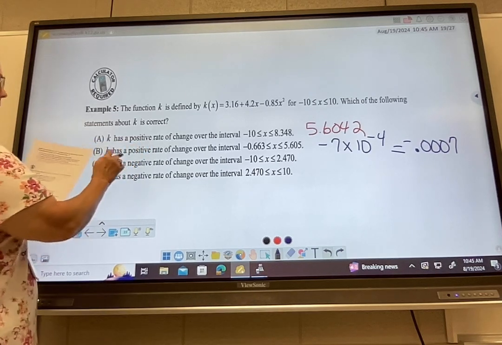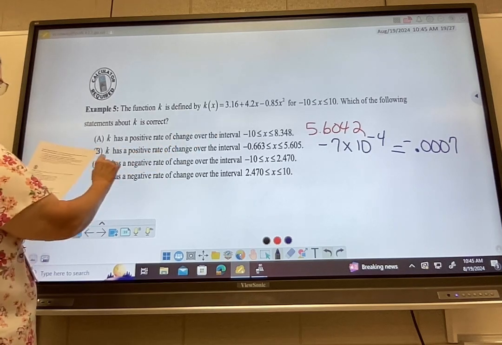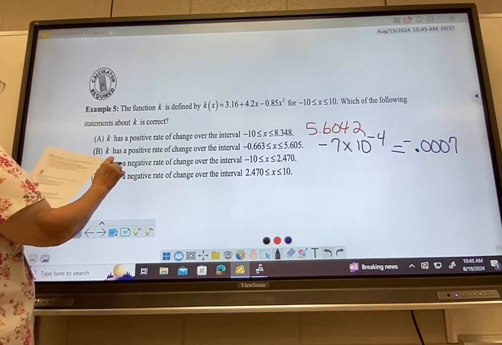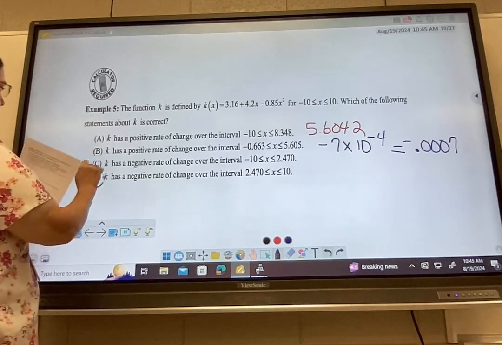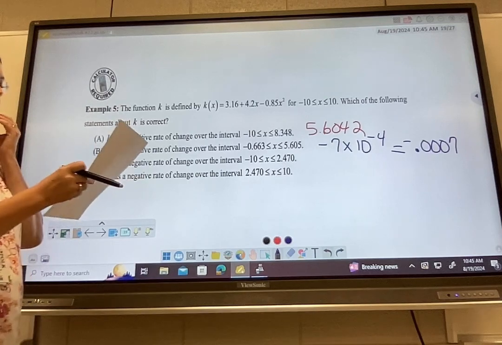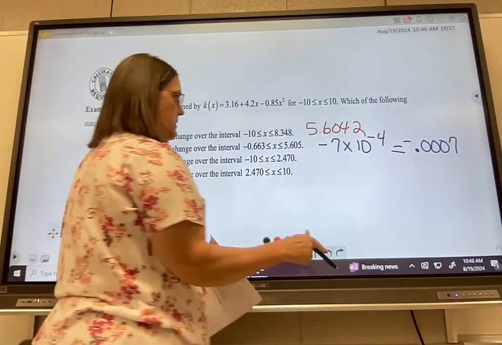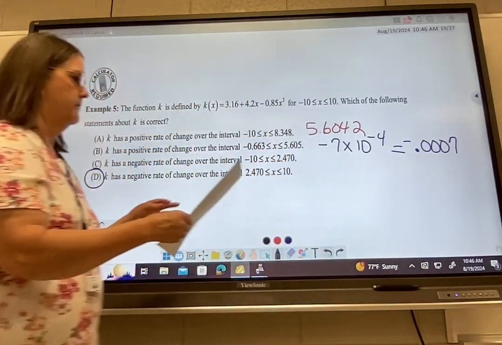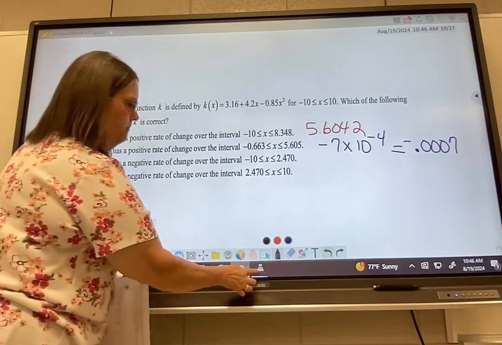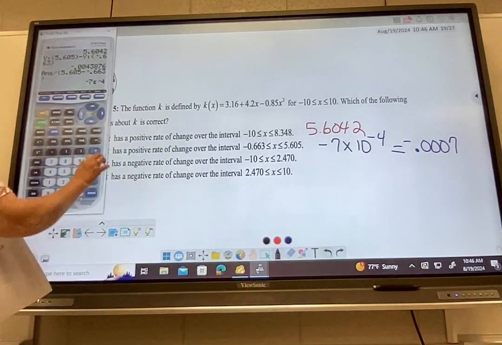And letter B says that it has a positive rate of change. That's not positive. Letter C says that it has a negative rate of change. And letter D is the correct answer. So I'm going to look back at A and just make sure I typed that in correctly because I obviously did not. So we're just going to do it again.